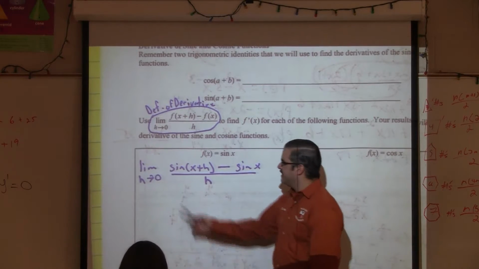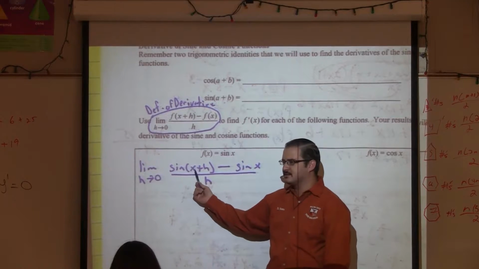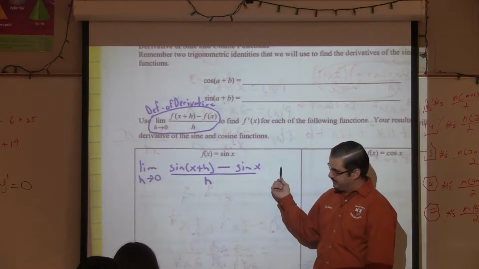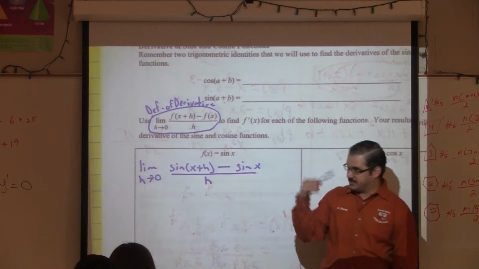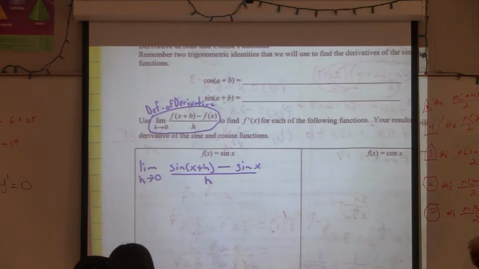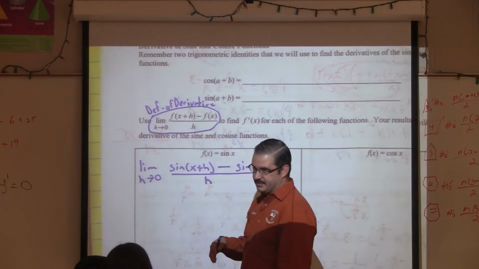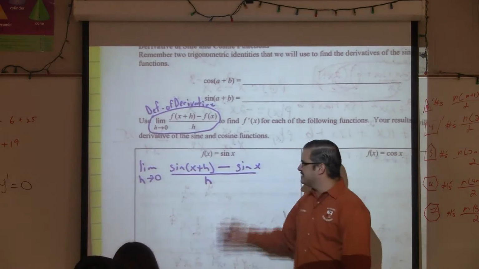So what do I get if I plug in 0? Sine of x minus sine of x. That's 0 divided by 0. So what does that mean? It means it can be fixed, it means that there is a limit, right? Whatever I get should represent my derivative. So how do I fix this problem?